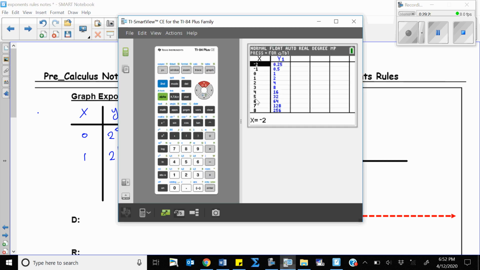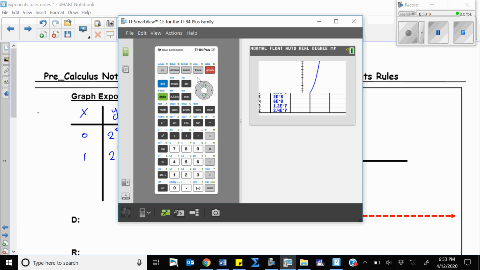If I just consider the other numbers, as x is increasing, y is also increasing. But what happens to y if x is decreasing? If x is a negative number like -1, it's 0.5. If it's -2, it's 0.25. -3 is 0.125. As you see, as x is decreasing, y is also decreasing, but it's always getting close to 0 and never passes 0. It's never going to be a negative number.